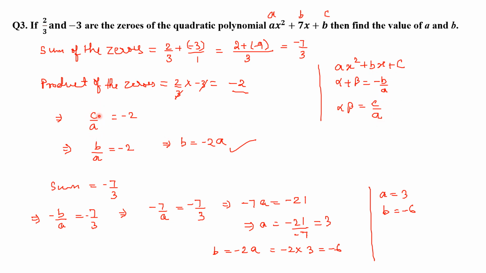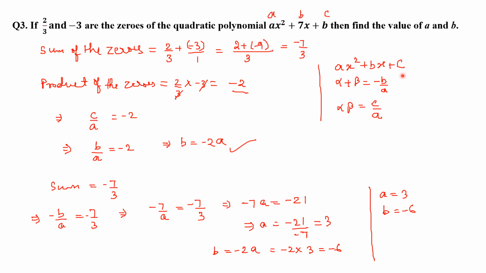Now I'm using this relation and putting it over here. Product is c by a, and if we compare this general polynomial with the given polynomial, you can see here your c is b and your a is a only. So c by a is minus 2. Okay. So in place of c, you have to put b. So b by a is minus 2. And if you cross multiply, you are going to get a relation between b and a.